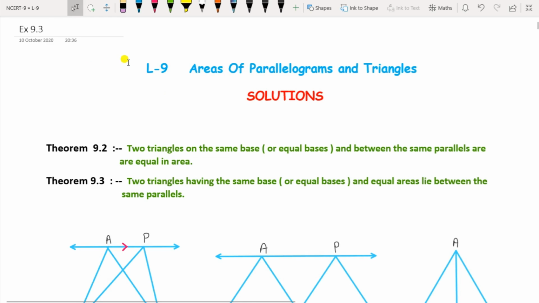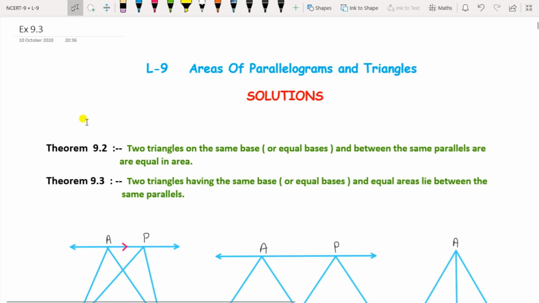In this video we are going to see the solutions of exercise 9.3 of lesson 9, areas of parallelograms and triangles. In the link above I have shared the video of exercise 9.1 combined with 9.2. So please go through that video.